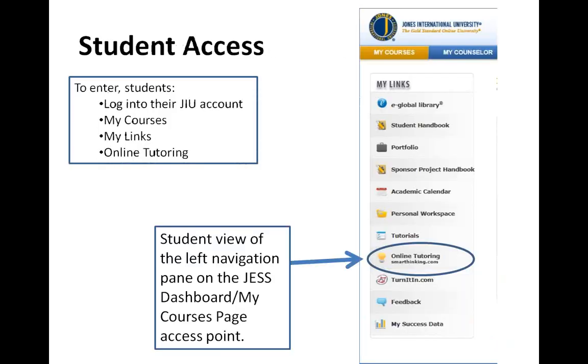As a reminder, students access us by logging into their JIU account, going to My Courses, My Links, and you can see down here, about two-thirds of the way down their left navigation pane, the online tutoring link. They click that and it's a single sign-on. They go directly to the Smarthinking page.